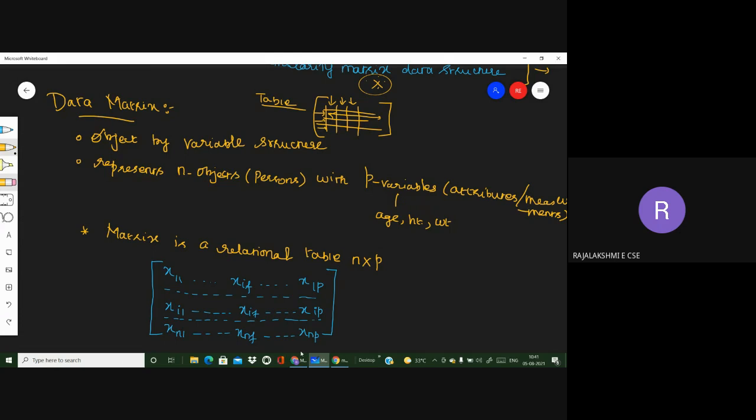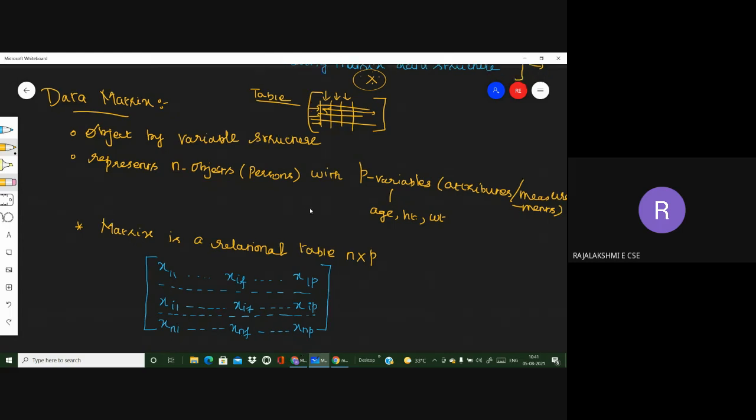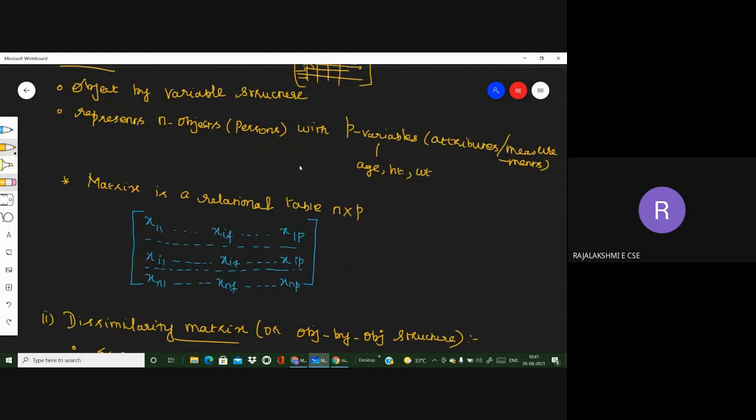Okay, so object by variable structure. Okay, it represents an object with three variables. Okay, objects na ஒரு person, அந்த personோட age என்ன, height என்ன, weight என்ன, இதெல்லாம் வந்து என்னன்னா these are all variables. So the designation for this matrix is x11 and so on to x1f to x1p, for n objects and p variables. So it's represented in the form of xn1 and so on to xnf and so on to xnp. This is a data matrix.